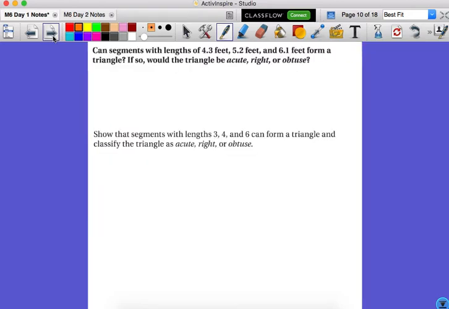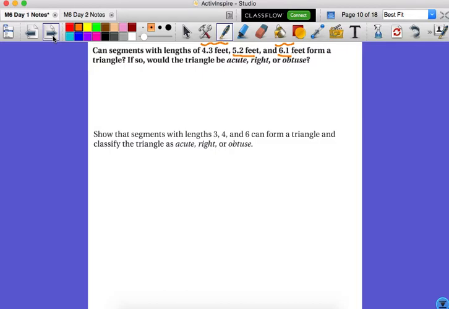So it says, can the segments 4.3, 5.2, and 6.1 form a triangle? If so, is it acute, right, or obtuse? So what I want to look at is 4.3 plus 5.2 greater than 6.1? Yes. Is 5.2 plus 6.1 greater than 4.3? Yes. And is 6.1 plus 4.3 greater than 5.2? Yes, it is. So using the triangle inequality theorem, yes, this is a triangle.